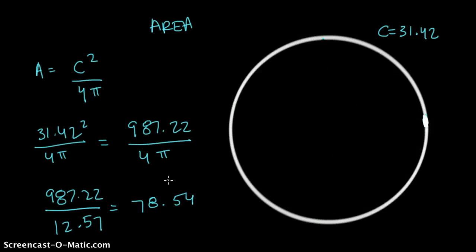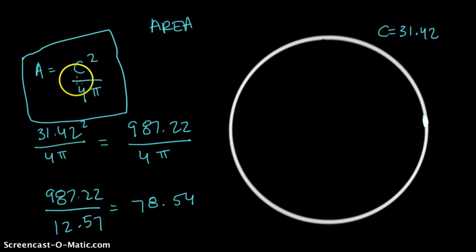78.54. And it makes sense that I'm getting the same numbers over and over again because I'm just finding the same answer using different methods. Again, this is what you want to look at. How do you find the area when all you know is the circumference? Circumference squared over 4 times pi.